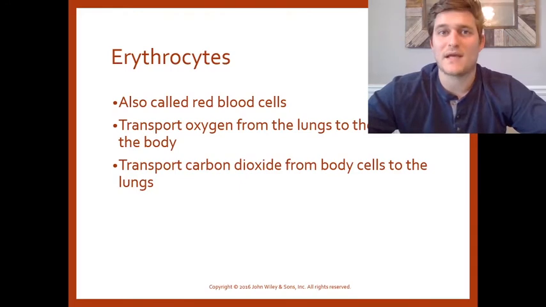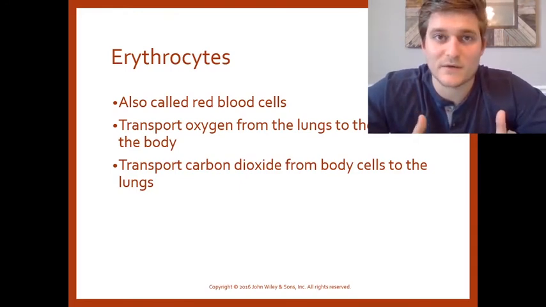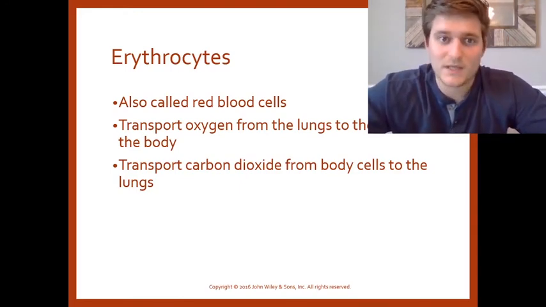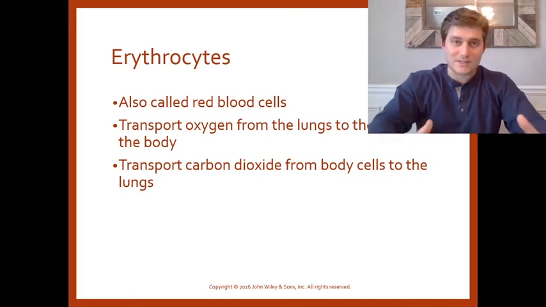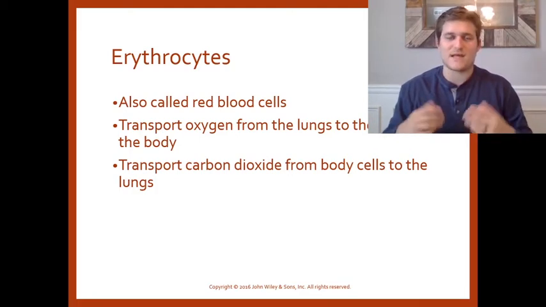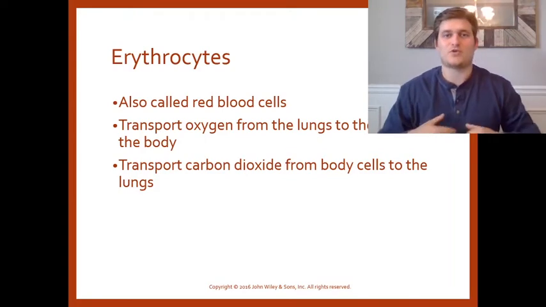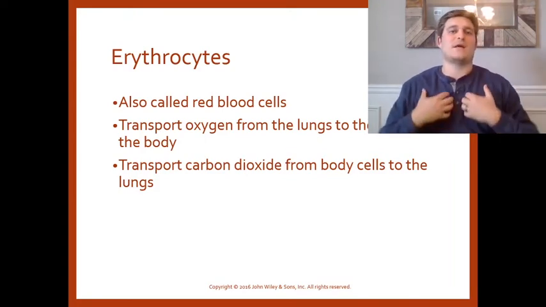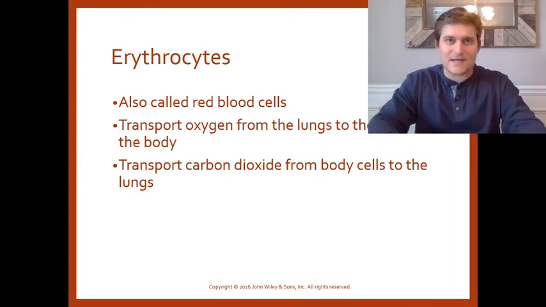Erythrocytes are, again, commonly known as red blood cells, and they're going to be critical in the transportation of oxygen from the lungs to the cells of the body, so cells can carry out aerobic respiration. In addition to that, some of the CO2 that gets dumped off from the cells of the body will travel on erythrocytes to be transported back to the lungs, and then we'll exhale out that CO2.